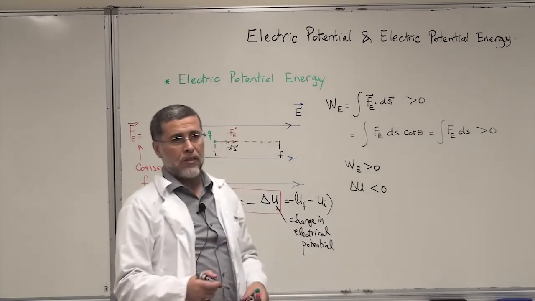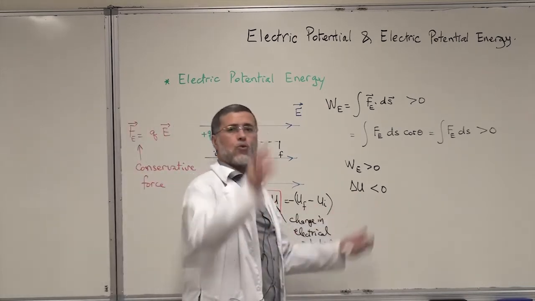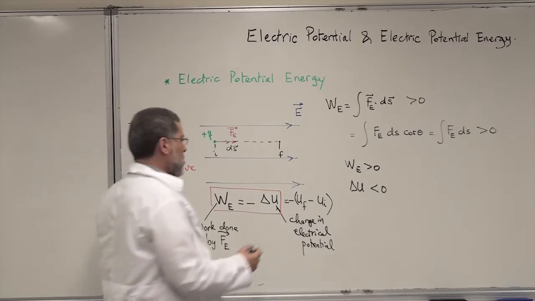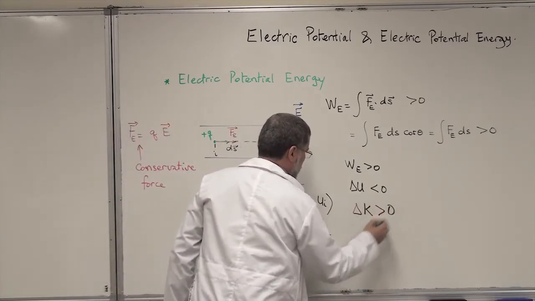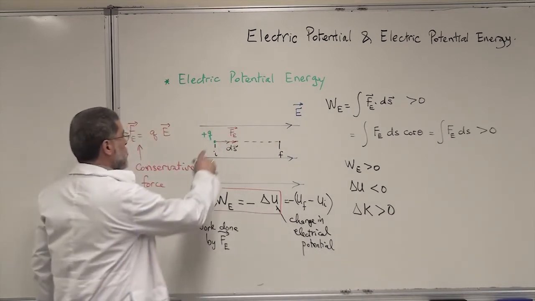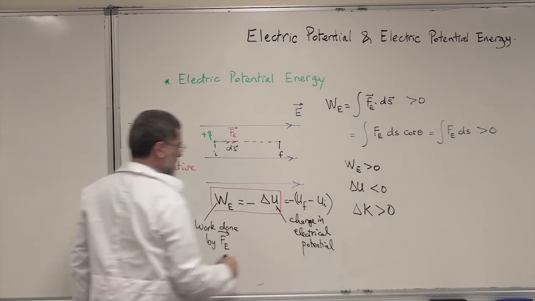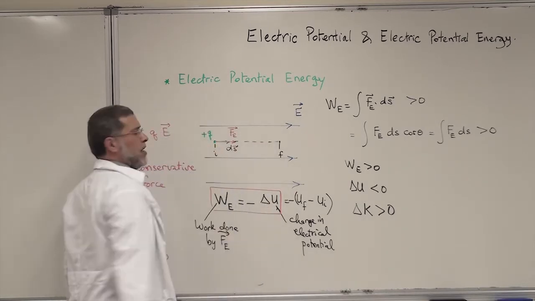And we know that this is a conservative system. So this energy, minus 10 joules, has to go to another type of energy, which is the kinetic energy. So there will be a change in kinetic energy, and that kinetic energy will be positive in that case. So the kinetic energy is going to increase, and the potential energy is going to decrease. And that's the electrical potential energy of this particle here.